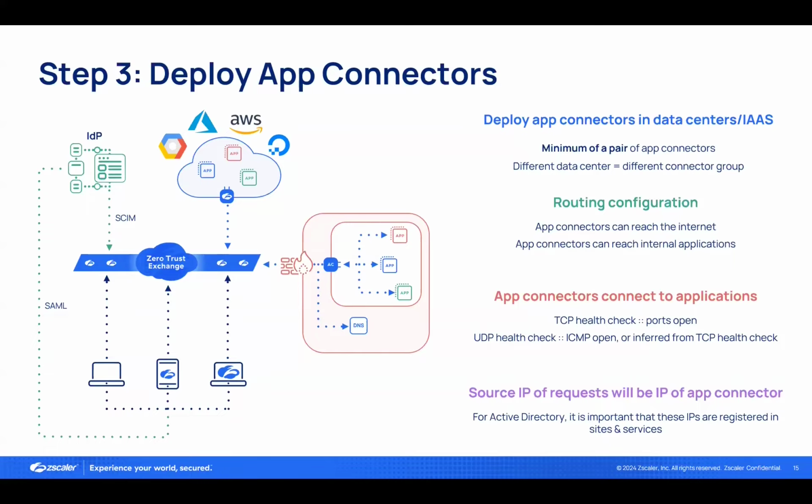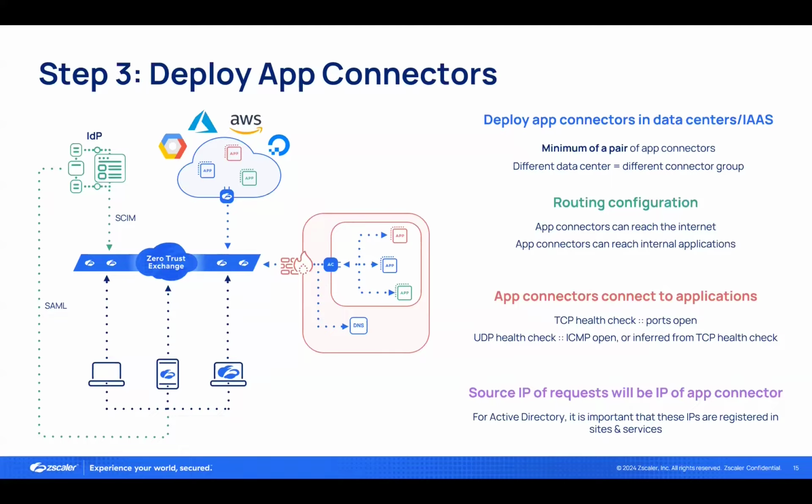So for example, if a web server is on port 80, then the app connector will open a connection on port 80 to check that it's available by checking the path and the round trip time. If it is a UDP application, for example RDP, that application availability will be inferred via a previous TCP health check or with an ICMP request. You'll want to make sure that TCP, UDP, and ICMP are available to your applications from app connectors.